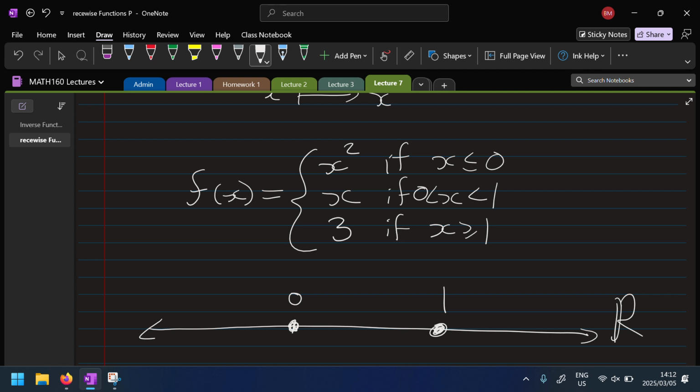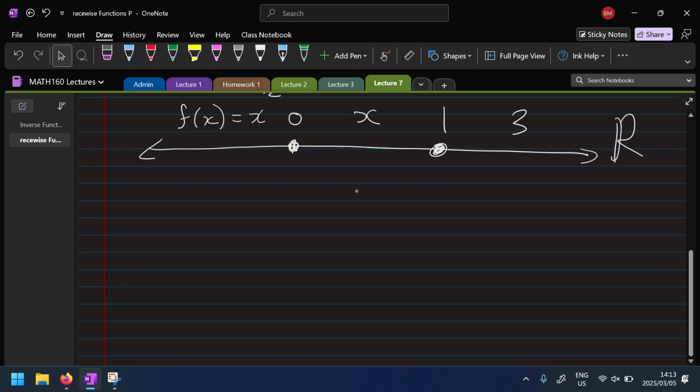And we've got a rule for each part. The first part is x squared. The second part is x. And the third part is 3. So f of x equals x squared for the first part. f of x equals x for the second part. f of x equals 3 for the third part. 3 cases. So what does this look like altogether?